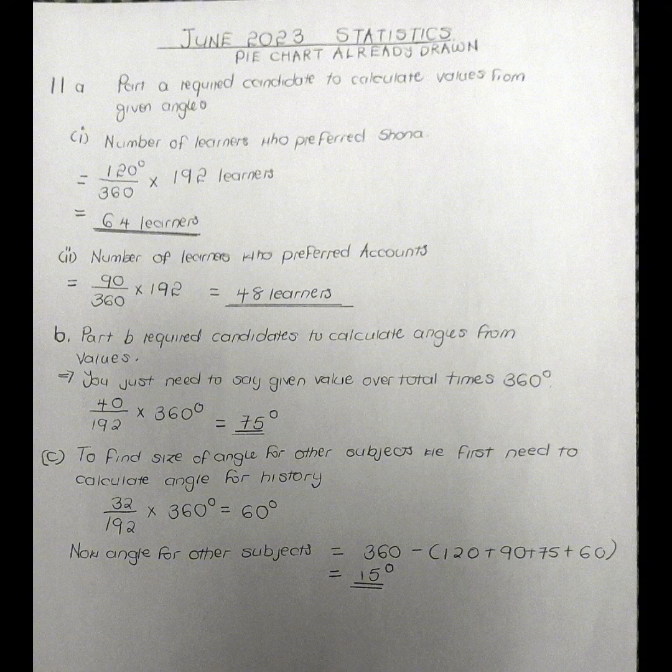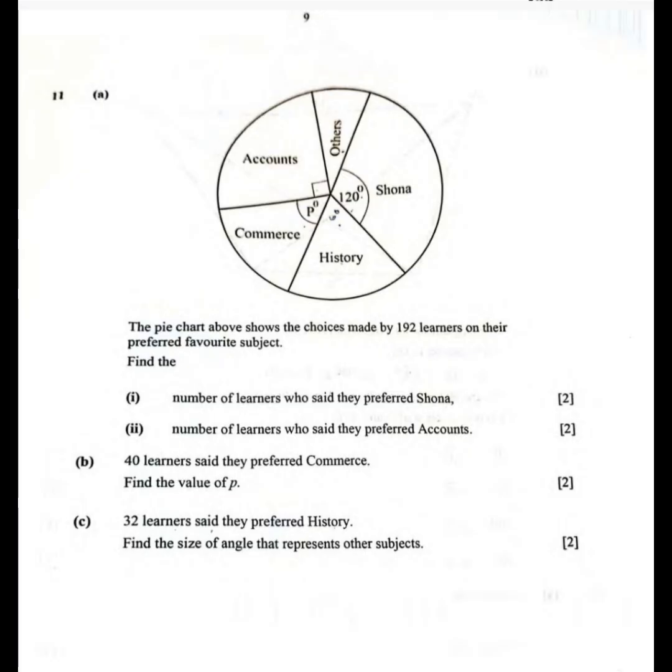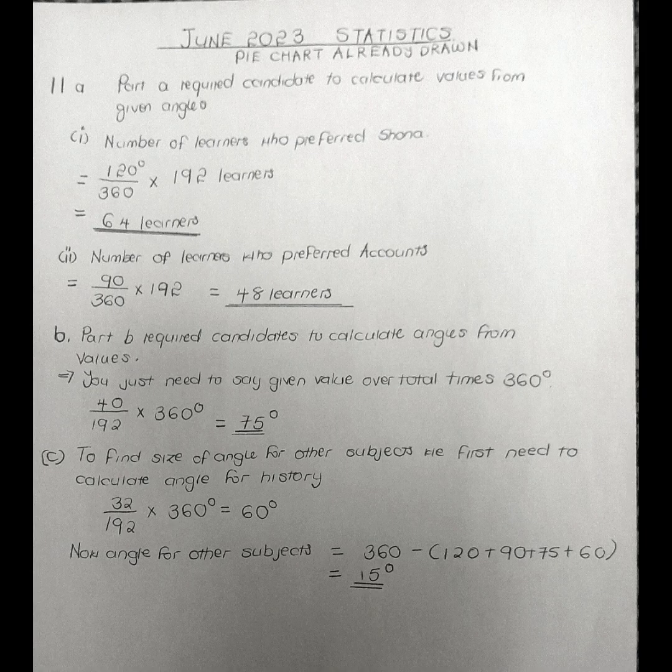And then part B, it is saying 40 learners said they preferred commerce. Find the value of P. So part B required candidates to calculate angles from given values. You just need to say the given value over the total value times 360. So here we are given 40. The total number of learners is 192. So we are going to say 40 over 192 times 360 in order to get 75 degrees.